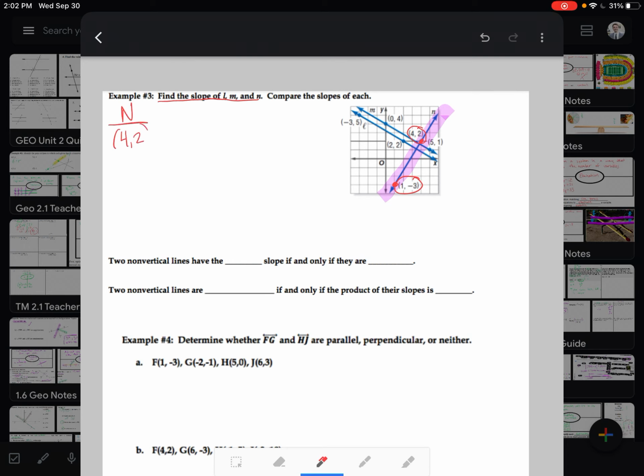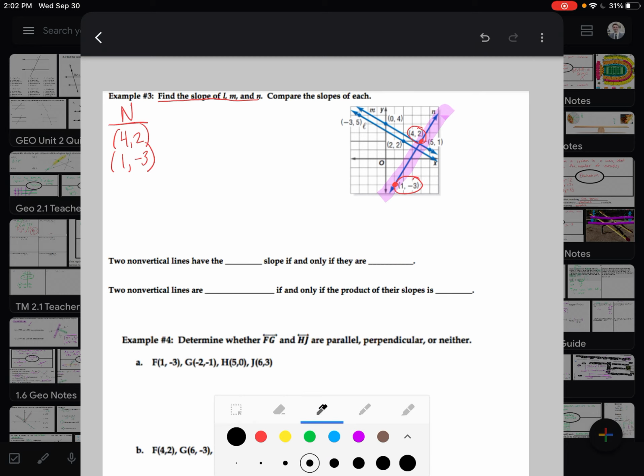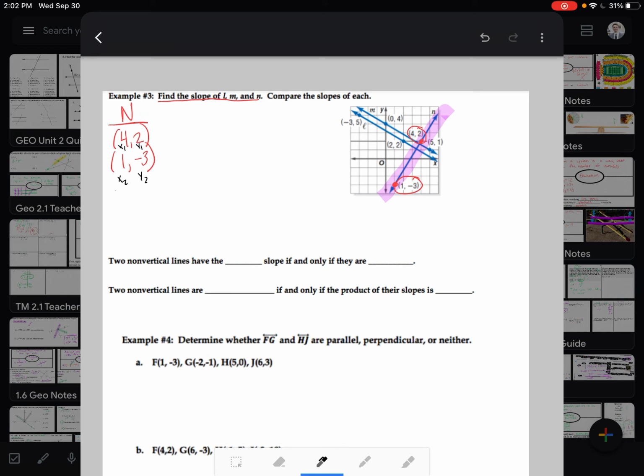I want to be really careful with my annotations here. And in a different color, let's label. So we have x1, y1, x2, and y2. And now we're ready to plug in.